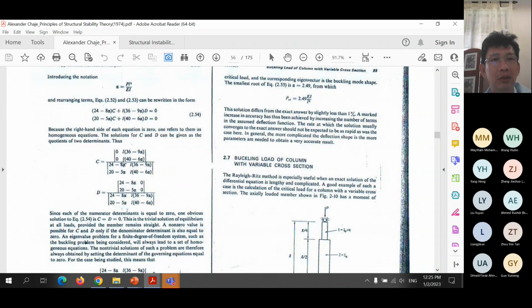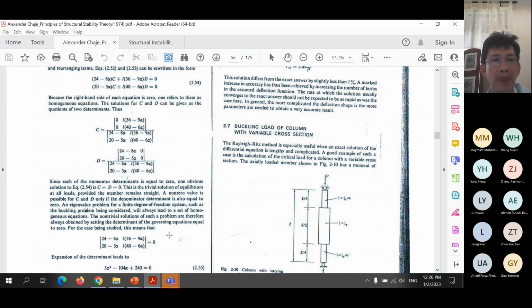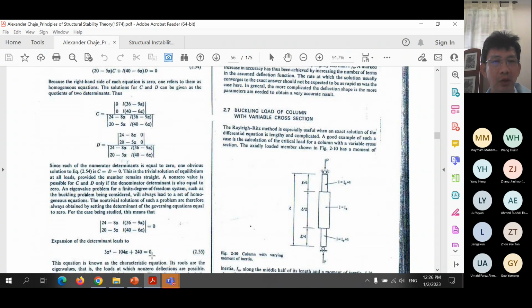Okay. So in order to get non-trivial solutions, we want to find the value of P which is going to make C and D non-zero. So the condition is the determinant of this matrix must be equal to 0. This is being explained here. The determinant, this is a symbol for determinant, must be equal to 0, and this is the equation to be solved.